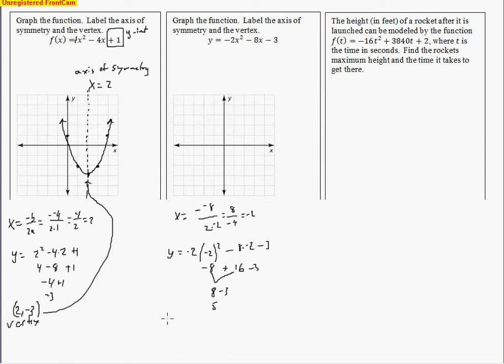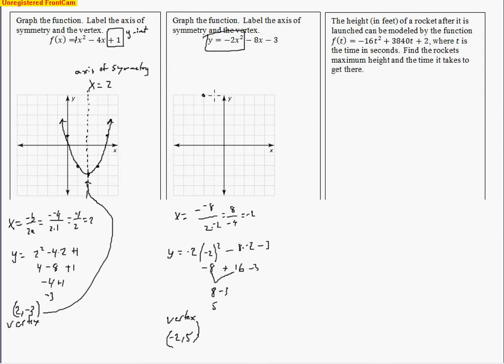So my vertex is negative 2, comma 5. That's where I'm going to start. So over 2, up 5 spaces. And it's good I started up there because look at the parent graph. It's y equals negative 2x squared.